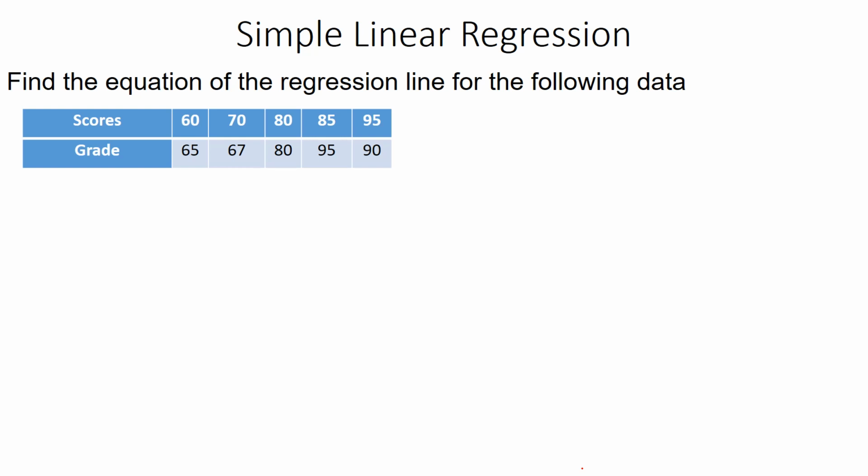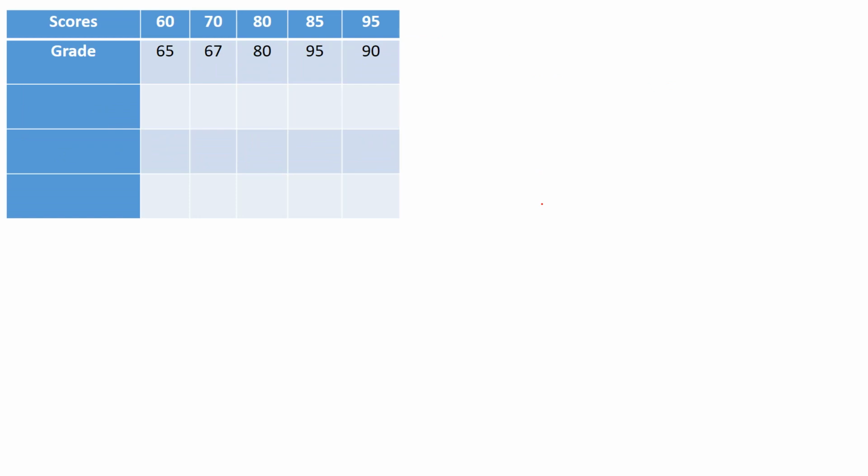Okay, next example. The question now asks you to find the regression line for this data. So this is not from the previous example. That means you have to find all the information needed before we can apply the formula. Okay, first step, you have to find x squared, y squared, and also xy.